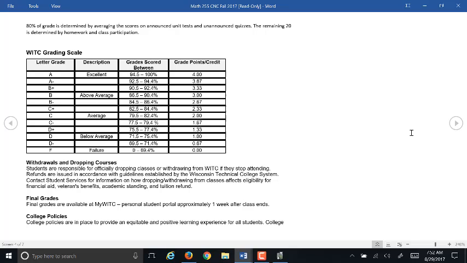Yes, on quizzes and tests, you can use your notes. All your quizzes and tests in here are open book and open notes. The rest of the grade scale is the standard WITC grade scale. You've probably seen that a few times already as far as where your letter grade falls.